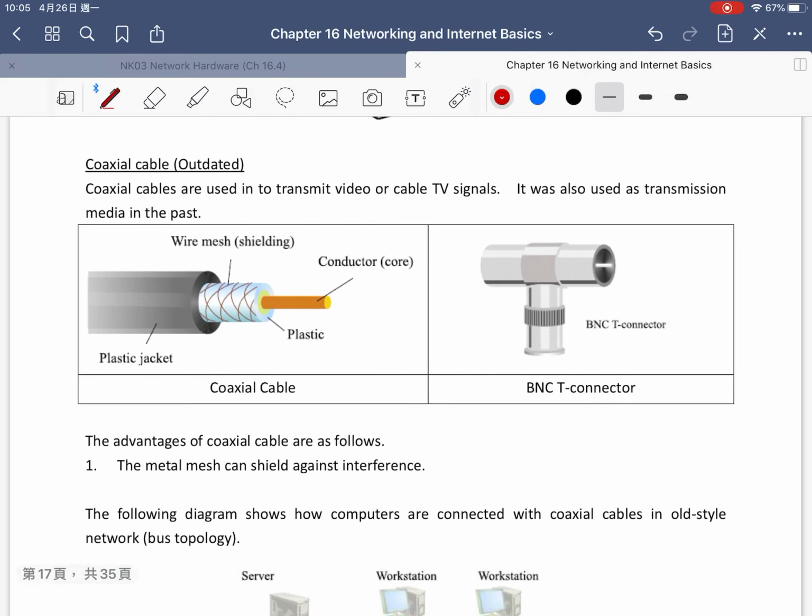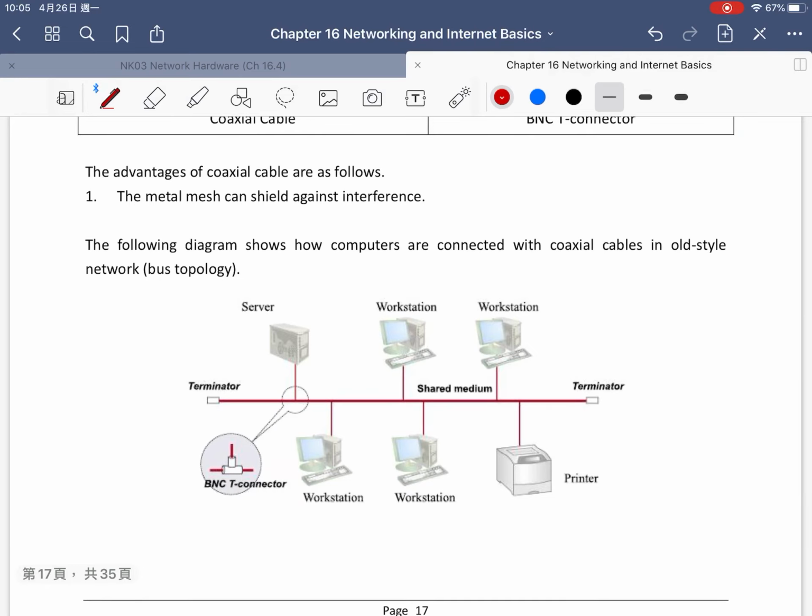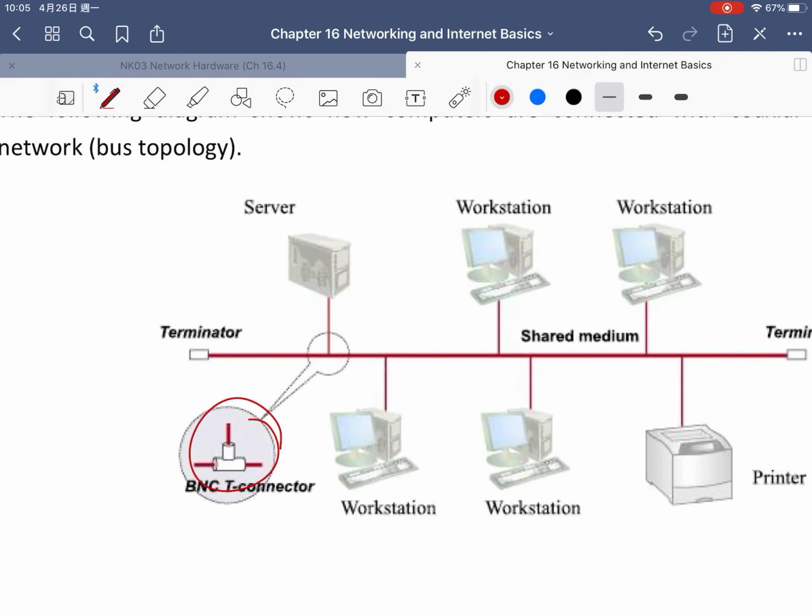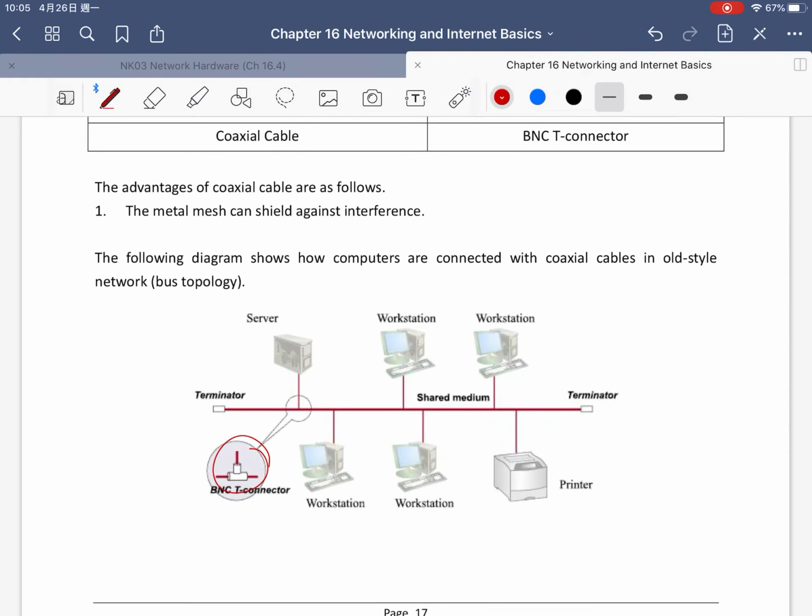And then the second one, this one is the coaxial cable. It is outdated. Okay, normally it is used to transmit the TV signal. The connection is like this. You have a T-joint so that you can add the computer here. If you want to add the computer, you cut the coaxial cable and then add a T-joint so that you can connect to another computer.